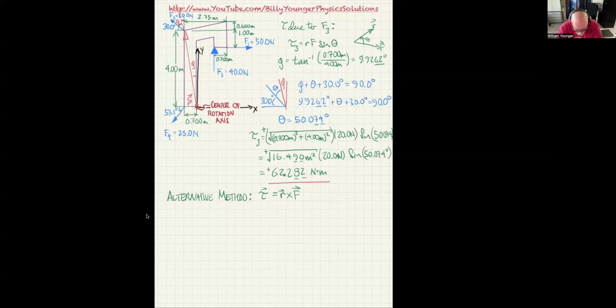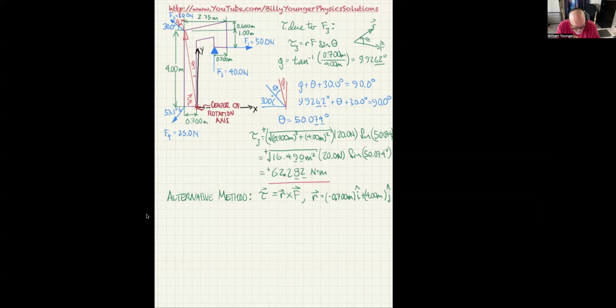But right here, I think you all can see that it's pretty straightforward to write the R vector as having a y component that is 4 meters and an x component that is negative 0.7 meters. So I'm going to say negative 0.700 meters times i hat plus 4.00 meters times j hat. That's our R vector.